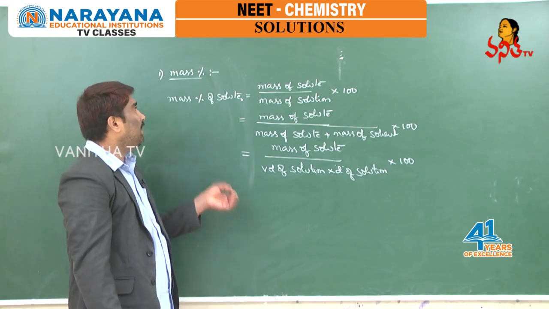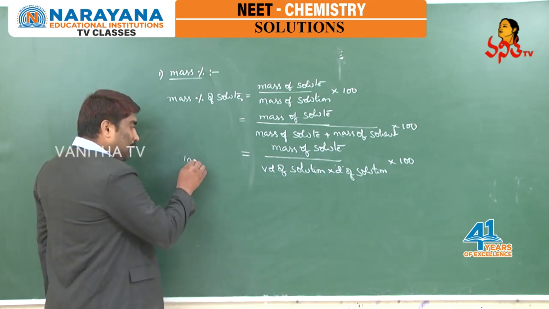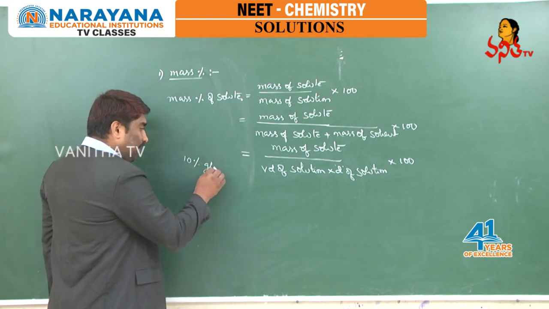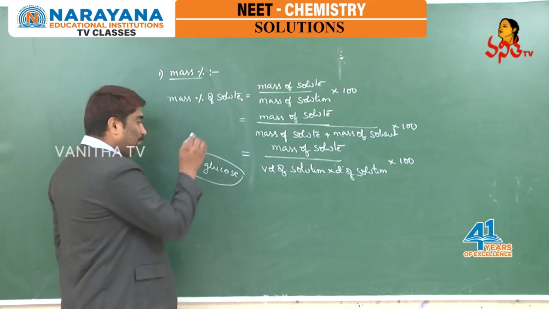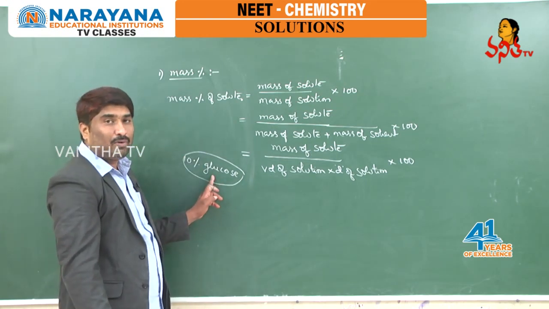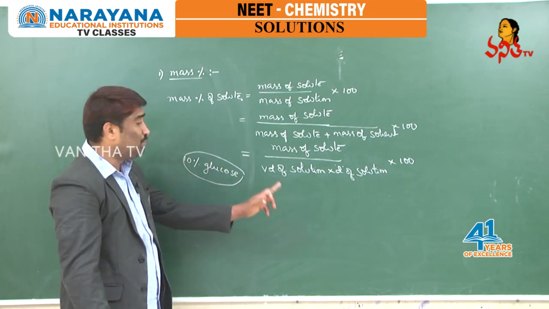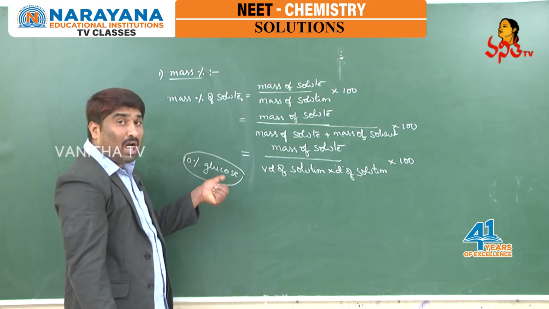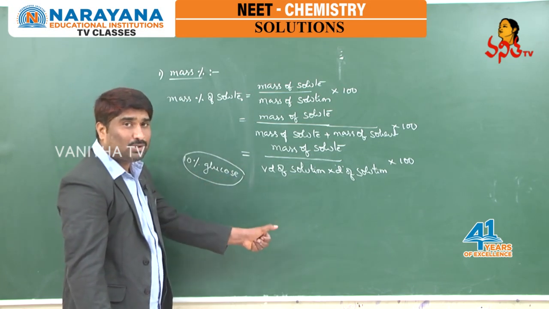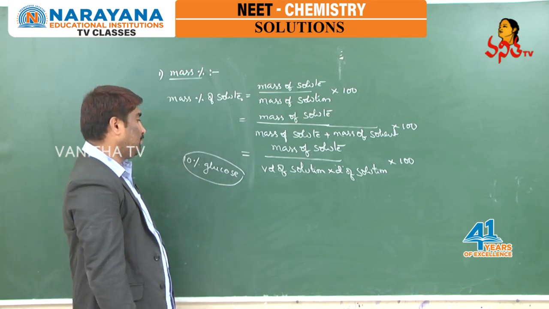Let us take an example to define mass percentage. 10% glucose by weight means 10 grams of glucose is present in 90 grams of water such that the solution becomes 100 grams. That is said to be 10% glucose.